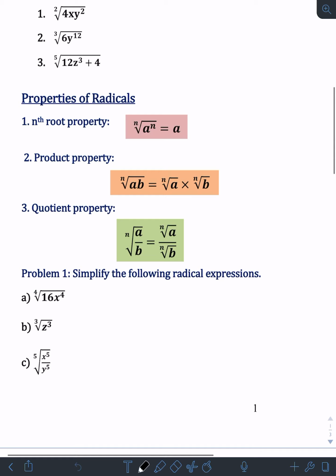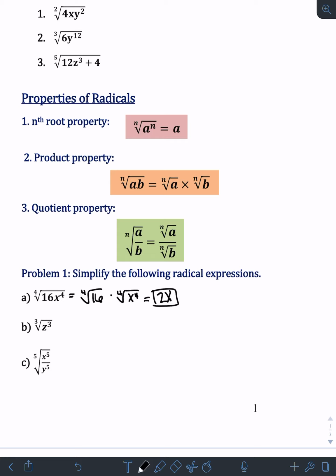So for problem 1a, we are going to simplify this. Instead of taking the fourth root of 16x to the fourth, we are going to take the fourth root of 16 and multiply it by the fourth root of x to the fourth. Well, the fourth root of 16 is 2. And from our nth root property, the fourth root of x to the fourth just gives me x. So that is 2x, my solution there.